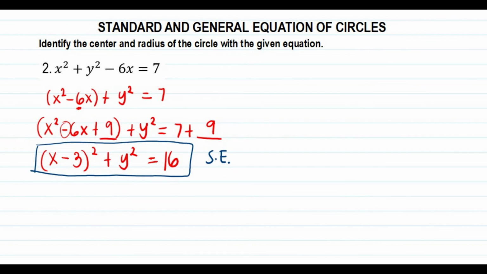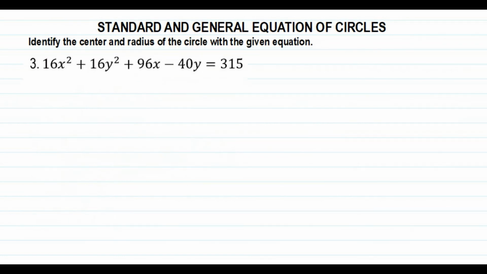Now, the center, this is the h and this is k. K is not present. If it's not present, it means it's 0. So, negative 3, y is 0. Radius is at square root of 16, which is 4. And that's it. That's the center and radius of the circle given the equation x squared plus y squared minus 6x equals 7. And let's have the last example.